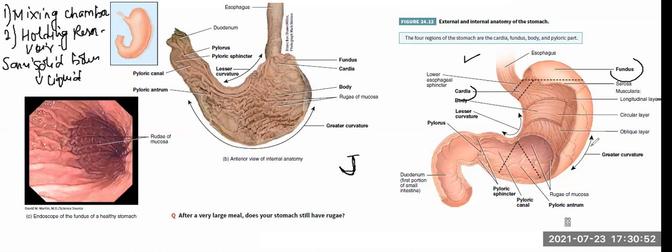This is the body of the stomach, right? And the region of the stomach that connects to the duodenum, we call the pylorus. The pylorus has two parts: the pyloric antrum, which is connected to the main body of the stomach, and the other is the pyloric canal. You can look at the other diagram in the middle. This is your pyloric canal, which leads into your duodenum.